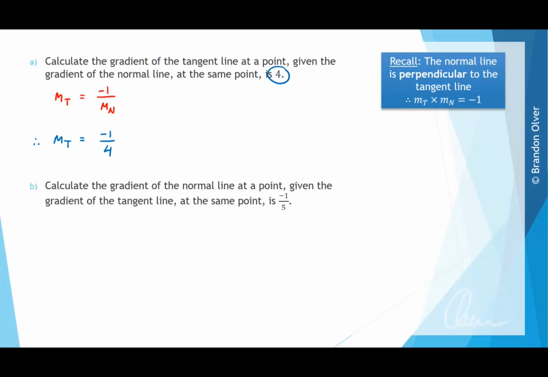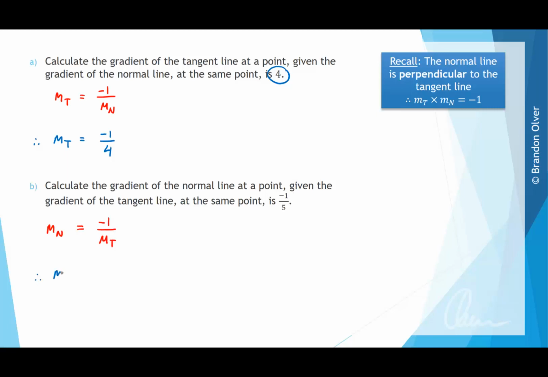For part B, we're asked to calculate the gradient of the normal line at a point, given that the gradient of the tangent line at the same point is -1 divided by 5. So this time we're asked to find the gradient of the normal line, which is going to equal -1 divided by the gradient of the tangent line.